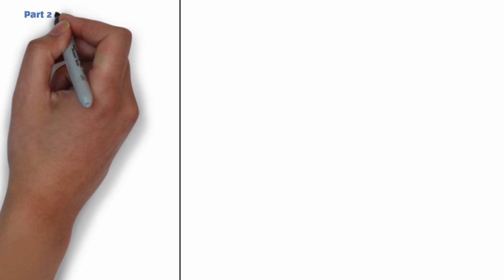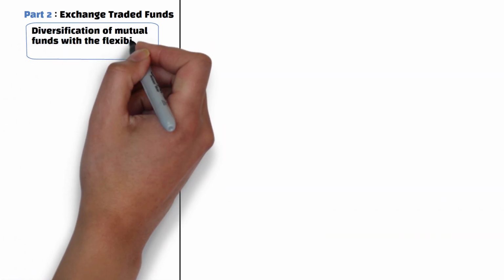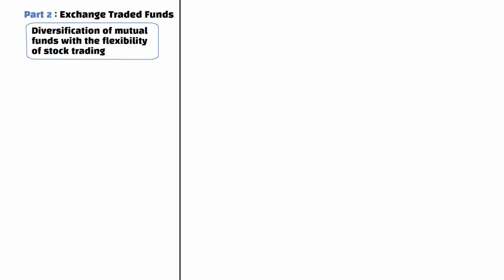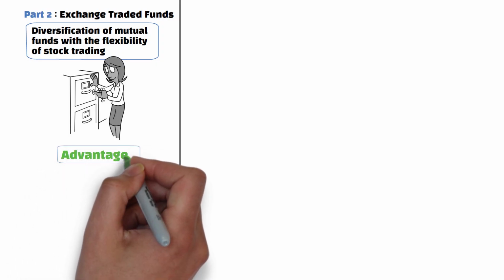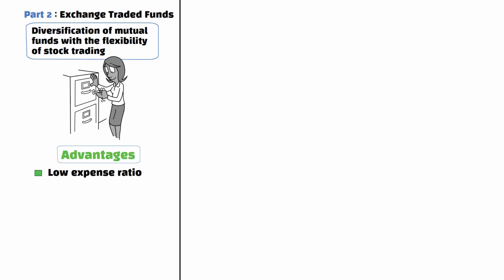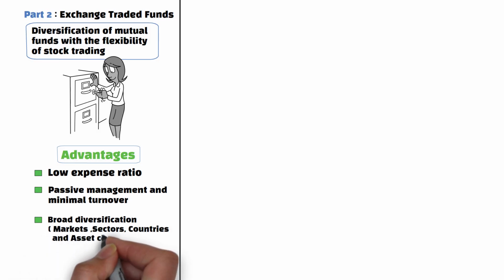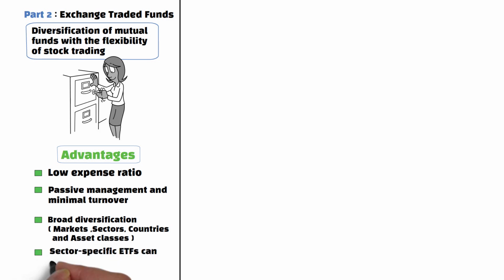Exchange-traded funds, also known as ETFs, were created to combine the diversification of mutual funds with the flexibility of stock trading. An exchange-traded fund holds a basket of securities that often track an index and trades on a stock exchange like an individual stock. Firstly, they have low expense ratios, particularly when they track indexes. Like index funds, they benefit from passive management and minimal turnover. The next advantage is broad diversification across many markets, sectors, countries, and asset classes with a single trade. However, not all exchange-traded funds are equally diversified, and some, like sector-specific ones, can be highly concentrated and volatile.